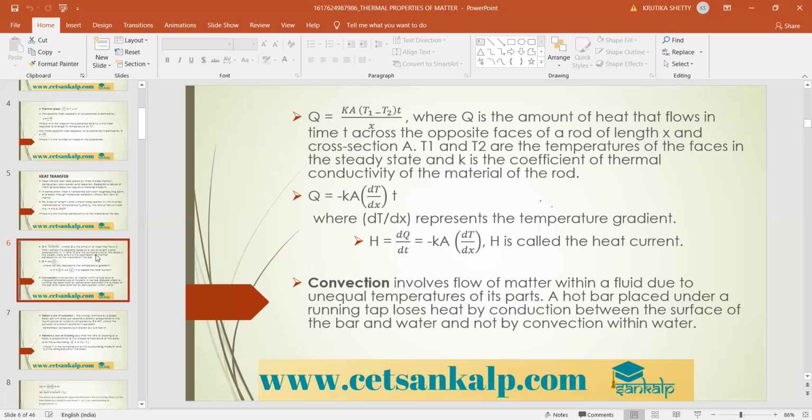Next, we have the convection concept. Convection involves flow of matter within a fluid due to unequal temperatures of its parts. So convection is nothing but the heat transfer due to the motion of the molecules. Here the molecules will move from one point to another.